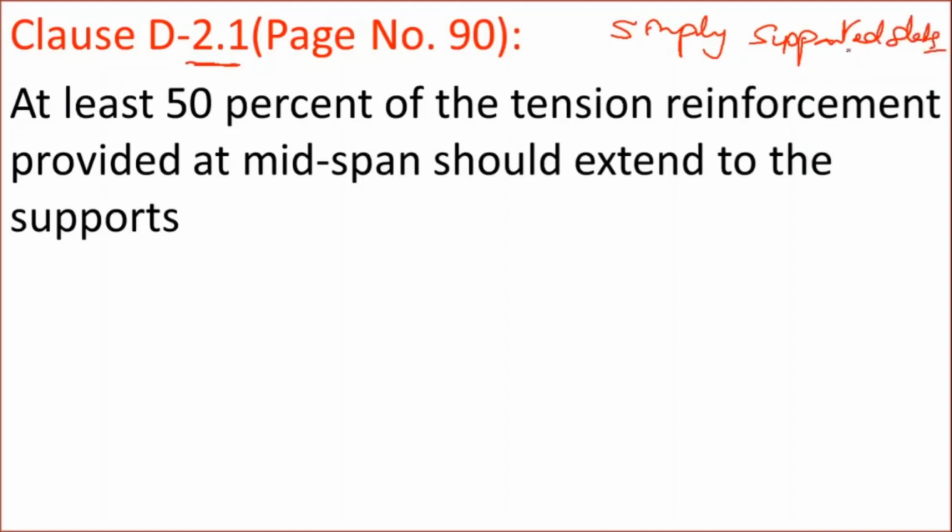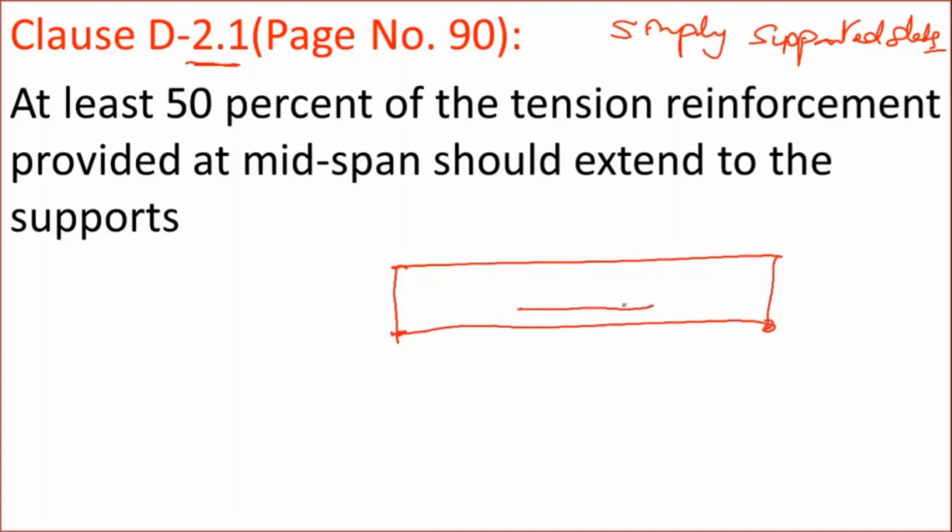Now what is this clause saying? Whatever the simply supported slab is there, suppose at the midspan you are providing AST. Then 50% of that has to be extended into the supports like this. Whatever the reinforcement you are providing here, 50% of that you have to extend into the support.